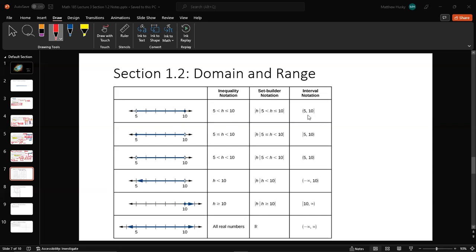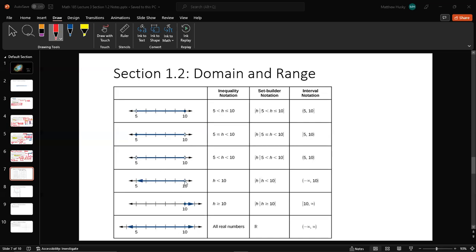And then the way that interval is written is you have 5 with a parentheses and a 10 with a square bracket. This one is just the reverse of that. Here the 5 is included and the 10 is not. So the 5 has a square bracket, the 10 has a parentheses. Here they were both excluded, so they both have parentheses on either side.